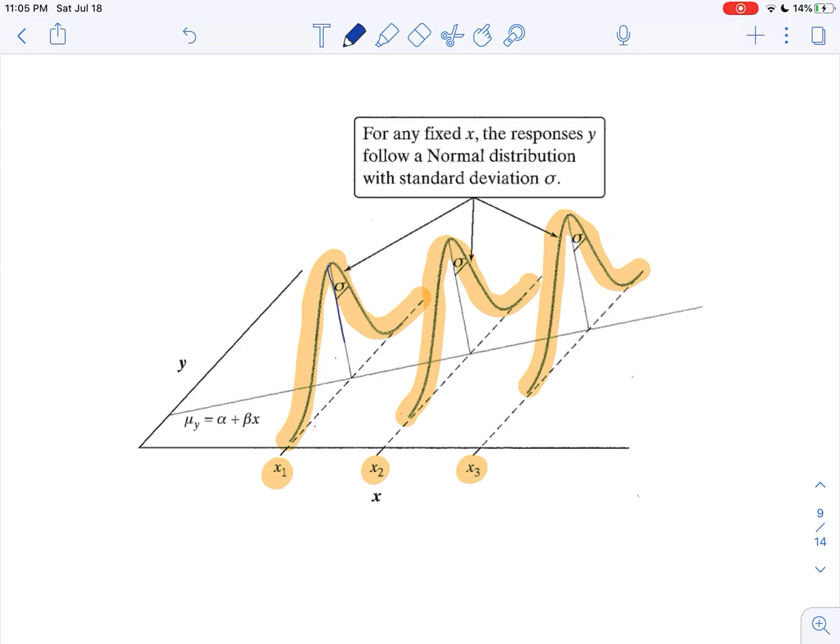But for the center of each of those normal distributions, for each of those different X values, those should be on that population LSR line. So that least squares regression line for the entire population. Okay, and so for the last S, that's what this is saying in the box.